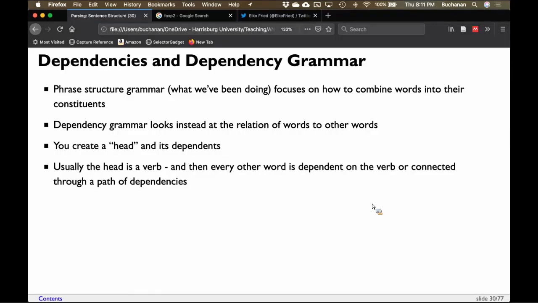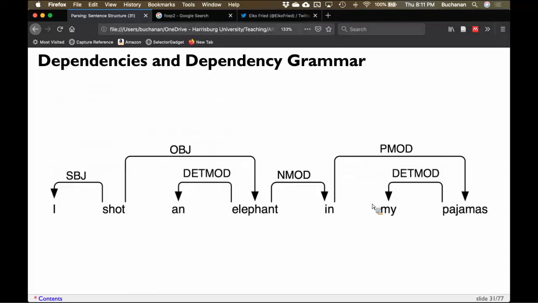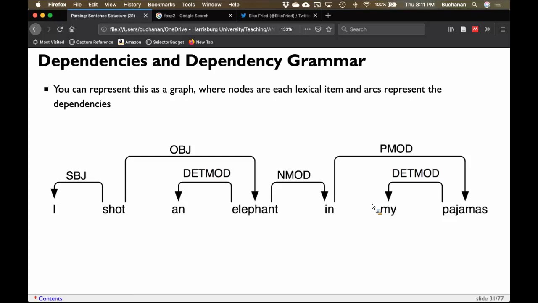I pick verbs here because often every other word is sort of dependent on the verb or connected to the verb through this sort of weaving path of dependencies. So here's an example. This graph is often called a projection graph. The nodes here are each of the words, and the arrows represent the dependencies. In this particular case, what we see is the verb, shot. The subject of the shooting is the I. The object of the shooting is the elephant. The determiner modifies the elephant here. Now this prepositional phrase is considered technically to be modifying elephant, so this is a noun-modifying phrase. Here's the preposition modifier for pajamas and the determiner modifier for pajamas.